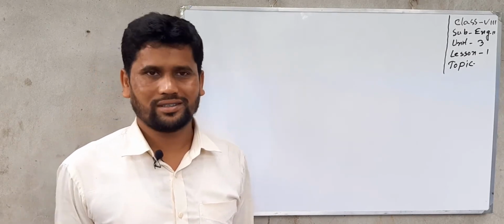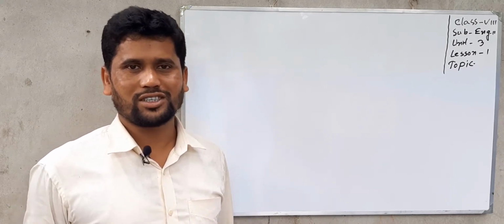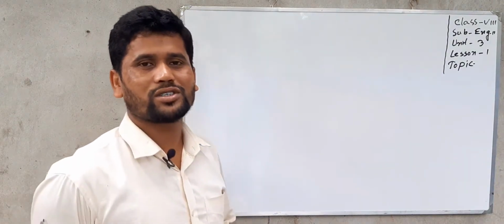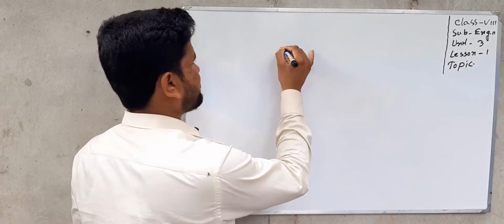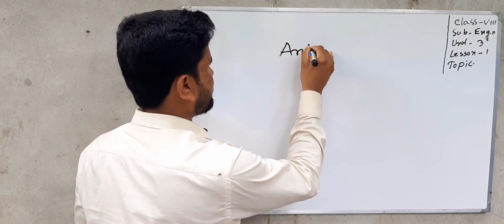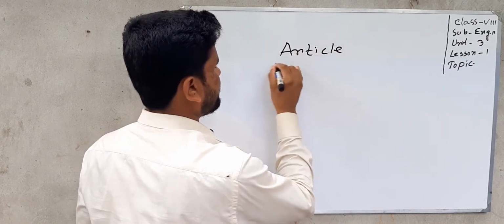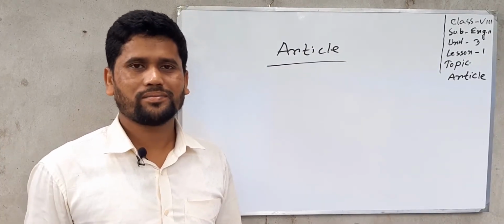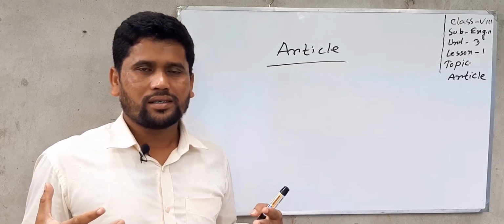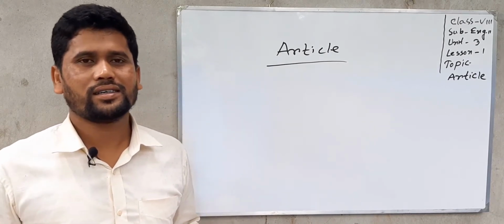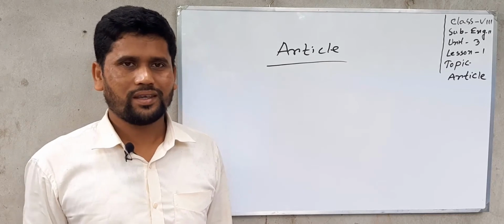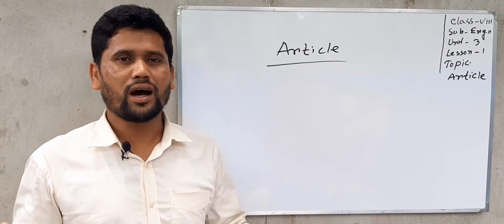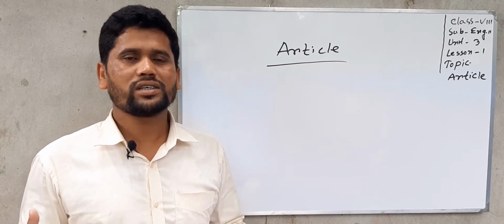So what do you mean? What am I going to start today? Yes, today I am going to start article. Article. Do you know what is article? Actually, article is one kind of adjective, as they are used before nouns or noun equivalent words.